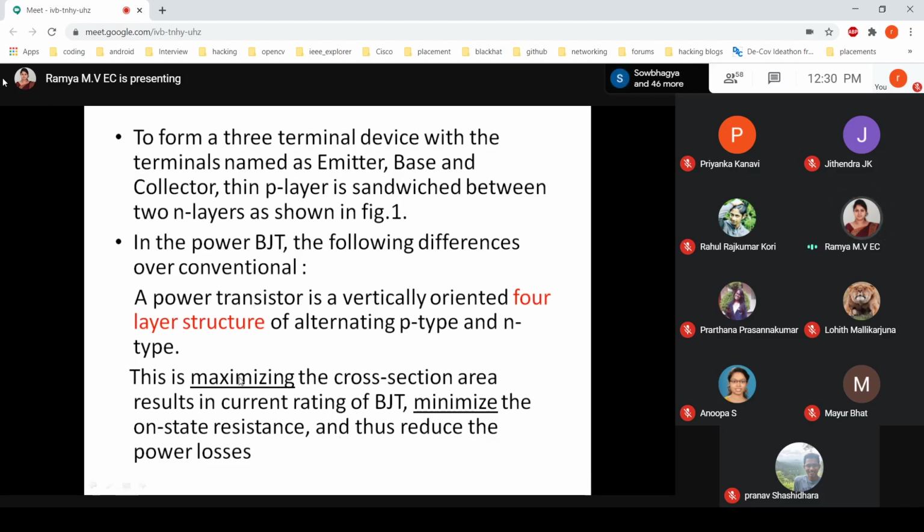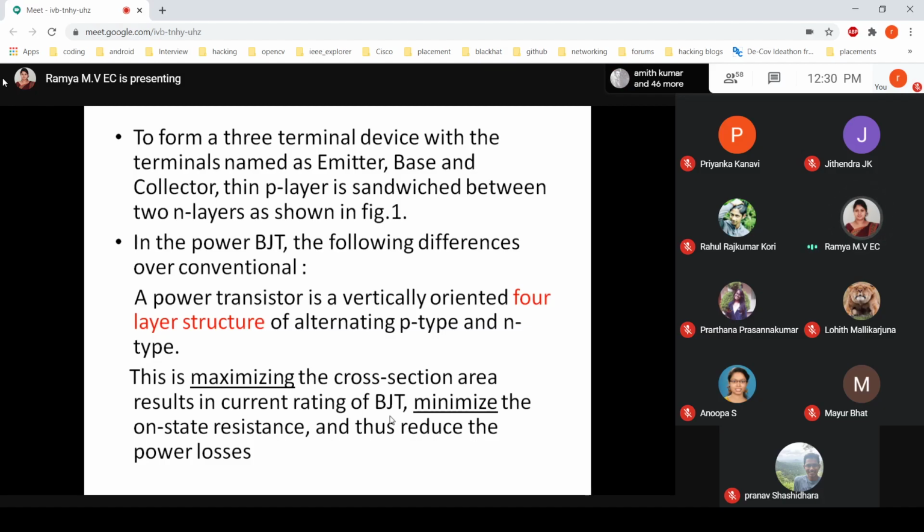Maximizing the cross-sectional area results in the current rating of the BJT. The cross-sectional area will be different. If I consider the vertical orientation, I get the maximum vertical sections, hence I get the current rating of the BJT and it minimizes the on-state resistance. This reduces the power loss.